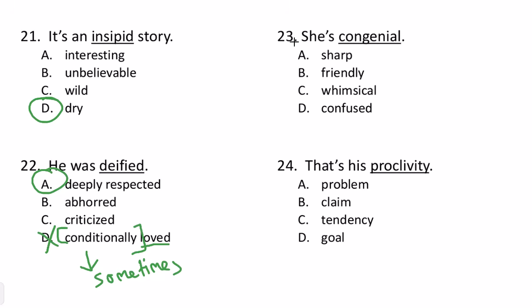She's congenial. Best answer is friendly. That's his proclivity. Well, whenever you have a proclivity, it is something that you often do, something that you usually do, so the correct answer is tendency.